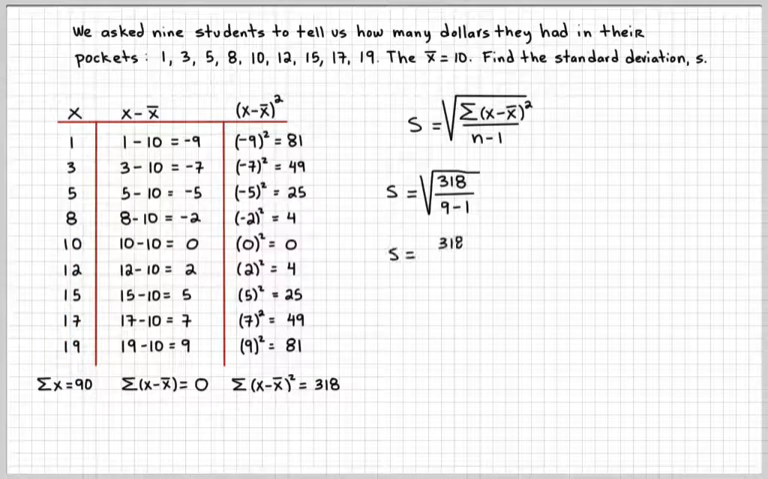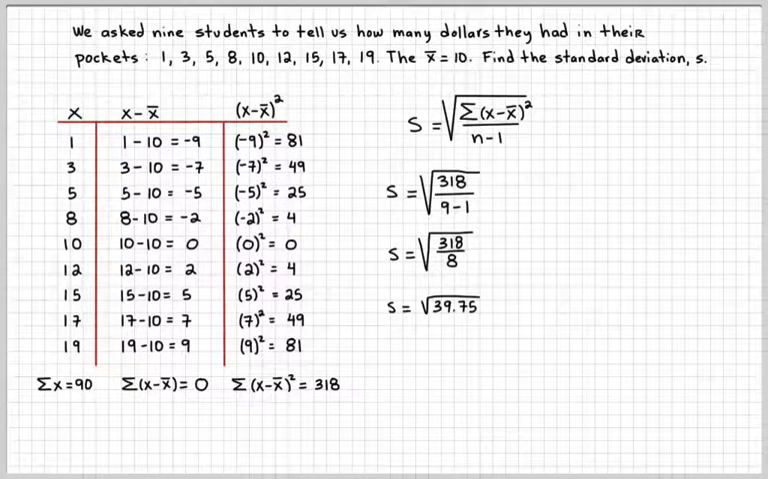All right, so 9 take away 1 is 8. 318 divided by 8 is 39.75. Do not forget the square root. And the answer is 6.30.